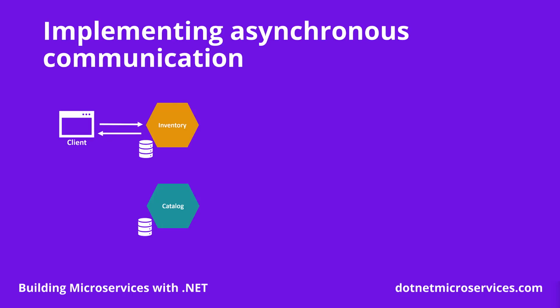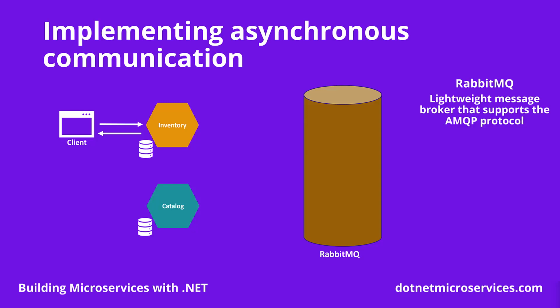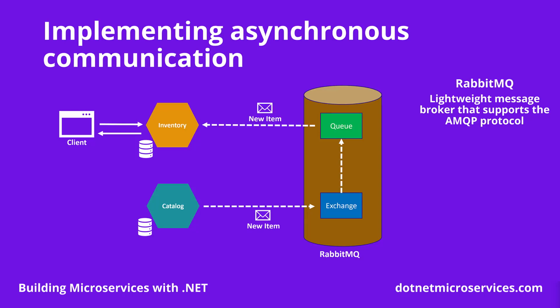We will introduce RabbitMQ as our message broker of choice, given that it supports the AMQP protocol, it is lightweight, easy to run locally, and is very popular in the open source community. RabbitMQ introduces the concept of exchanges, which you can compare to a mailbox. When a service like Catalog needs to publish a message, it will send it to an exchange in RabbitMQ. And with the appropriate bindings in place, the exchange will distribute the message to any of the configured queues. From there, RabbitMQ will take care of delivering the message to any subscribed services like Inventory.